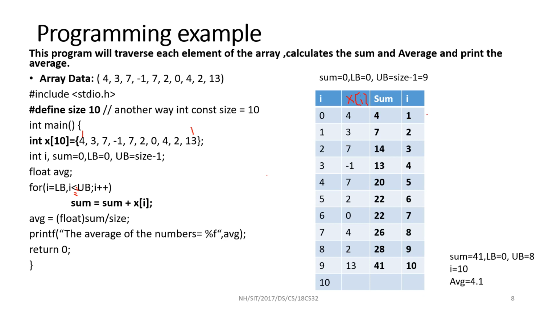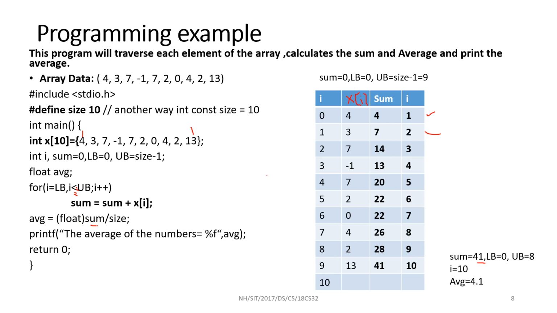One iteration is over. This is iteration number 1. Now we are entering the second iteration. I value is 1. In that place, the element is 3. 3 is added to the sum value. 4 plus 3, 7. I is incremented to 2. That is the completion of the second iteration. Like that, this is repeated for all the elements. Finally, we'll get sum, that is 41. Final I value is 10. That is not required for us.